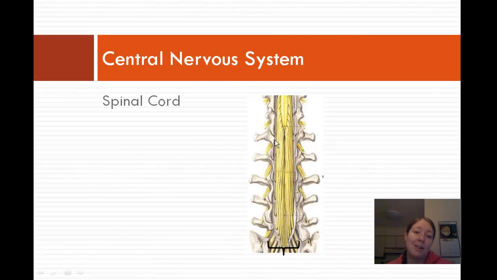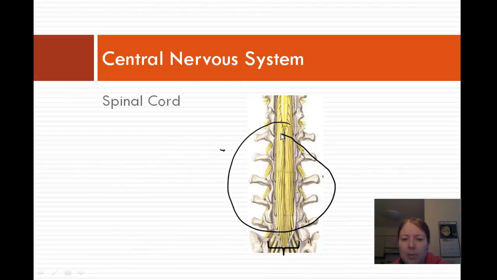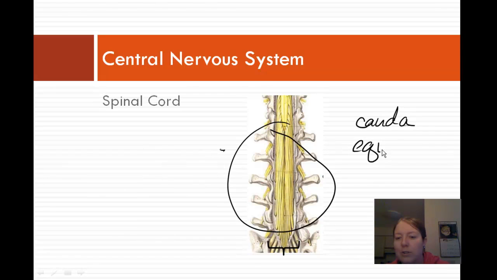Now we're going to go to the other component of the central nervous system, which is the spinal cord. The picture I have here is the very end of the spinal cord. It's pretty neat. It looks like the end of a horse's tail. So we actually call this portion of the spinal cord the cauda equina, which means horse's tail. And that's what it looks like down near the sacrum.